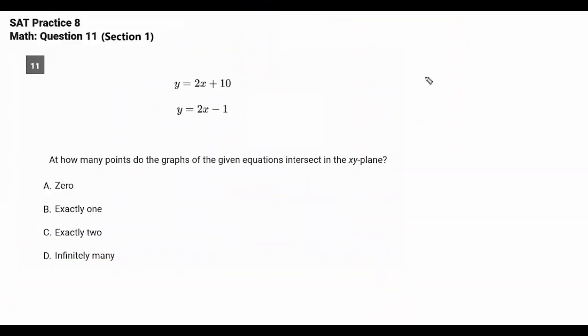We're on SAT Practice Test 8, Math Section 1, Question 11. What's the level of difficulty here? It's medium. You got 2 equations. At how many points do the graphs of the given equations intersect in the xy plane? This is simultaneous equations. How do I know that? Because I got 2 equations.